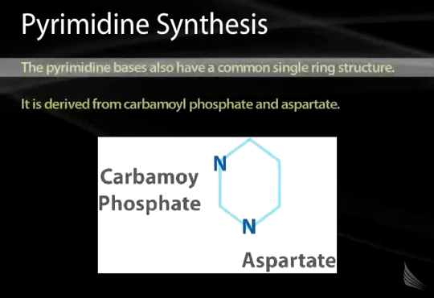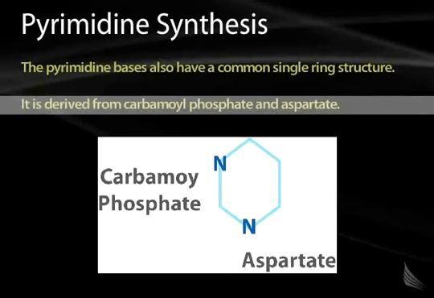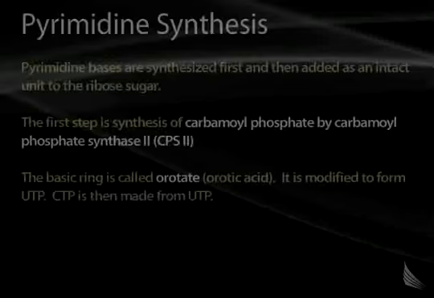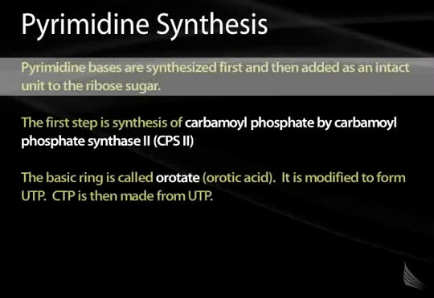The pyrimidine bases also have a single common ring structure, and this is derived from carbamoyl phosphate and aspartate. Only 2 components this time. The pyrimidine bases, unlike the purine bases that are synthesized on the ribose sugar itself, are synthesized first and then are added as an intact unit onto the ribose sugar.